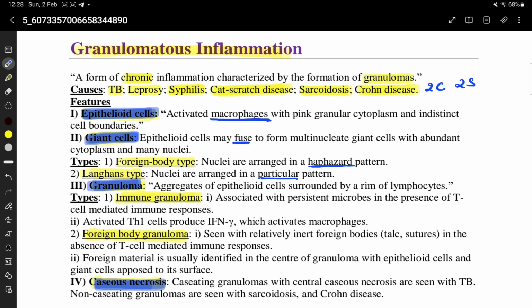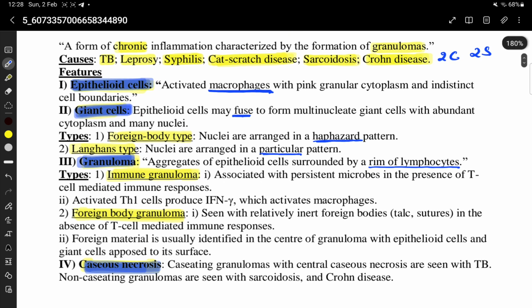Third feature, granuloma. Granulomas are aggregates of epithelioid cells surrounded by a rim of lymphocytes. It is of 2 types: immune granuloma and foreign body granuloma.